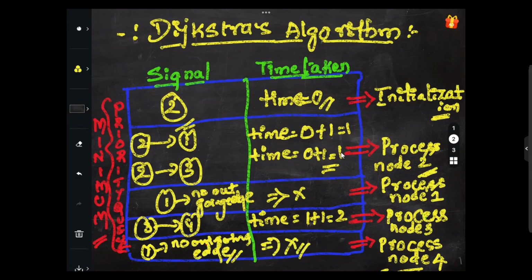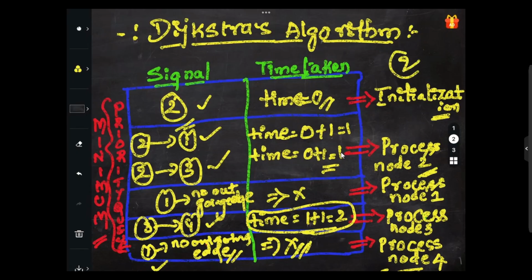So at this point, all the nodes are reached. We can clearly see 2 to 1, 2 to 3, 2 we considered initially, and 3 to 4. The last node that received the signal is at t equals 2. We ignored the node with no outgoing edge, right? So the last one that received the signal at t equals 2 will be the answer here. 2 will be the answer.